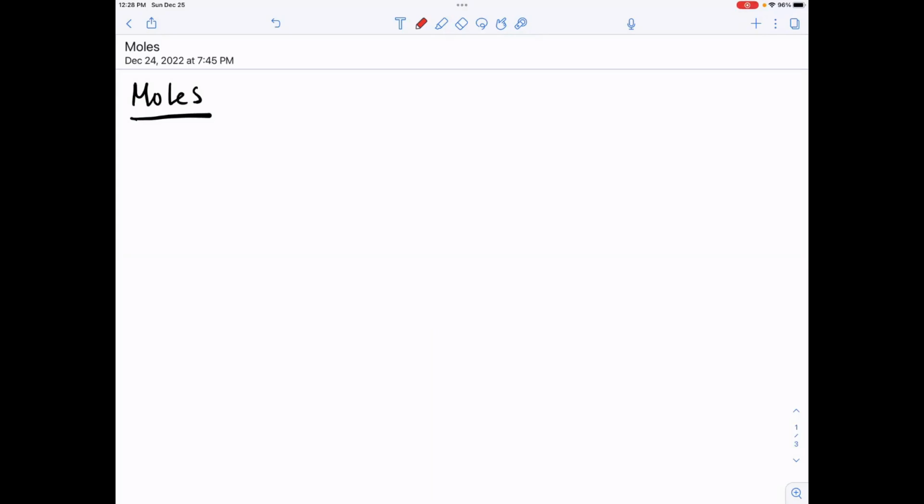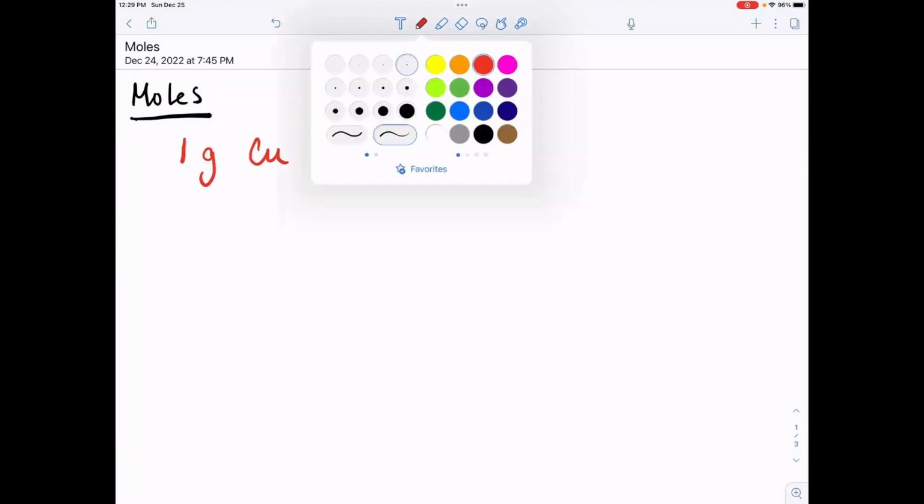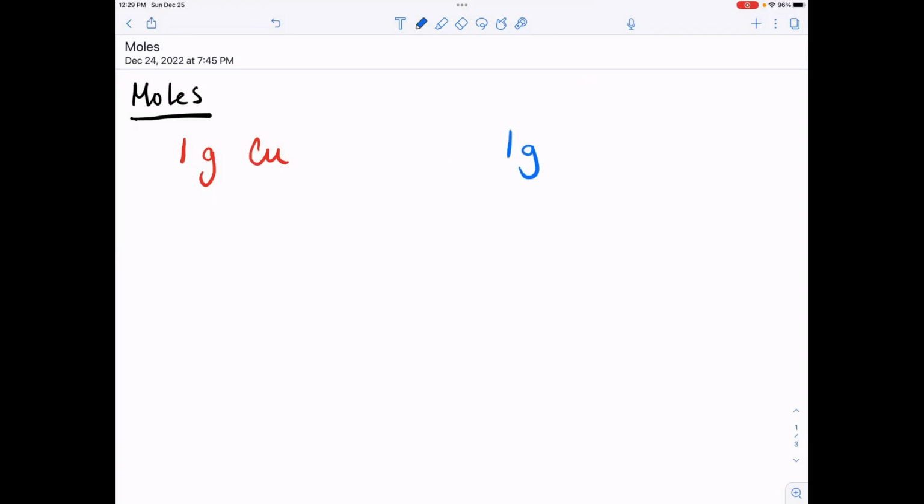All right, so let's talk about moles. What moles builds on is the concept that we talked about in the previous video, which is atomic weight. The way I'm going to illustrate this is that we have 1 gram of copper and 1 gram of iron.